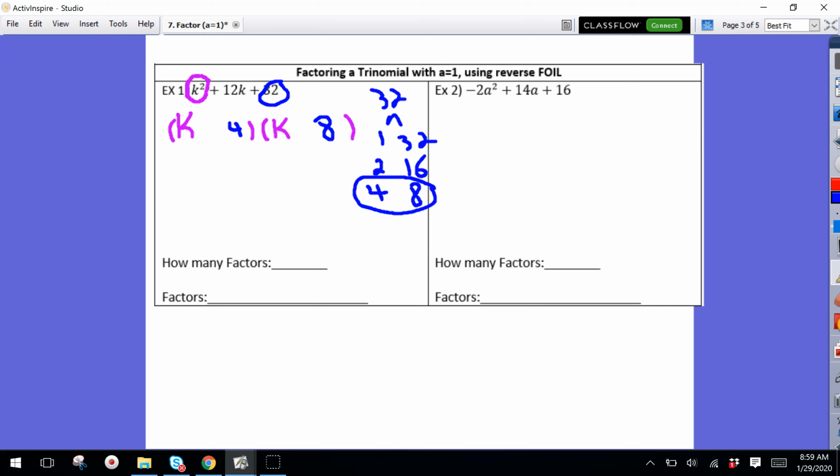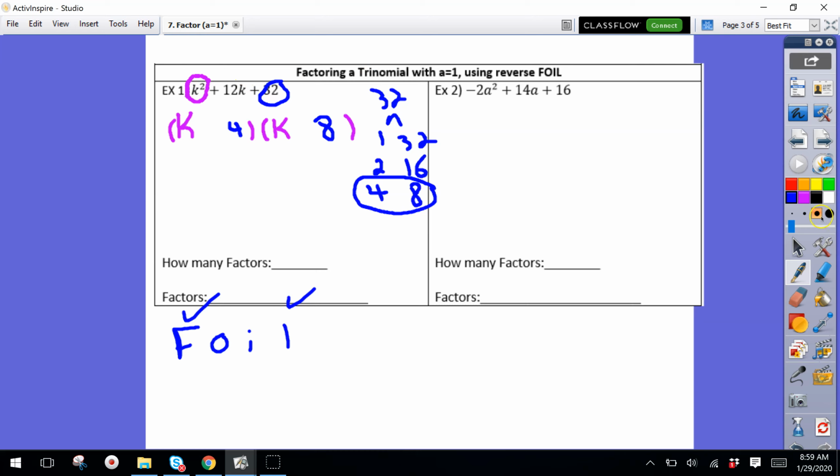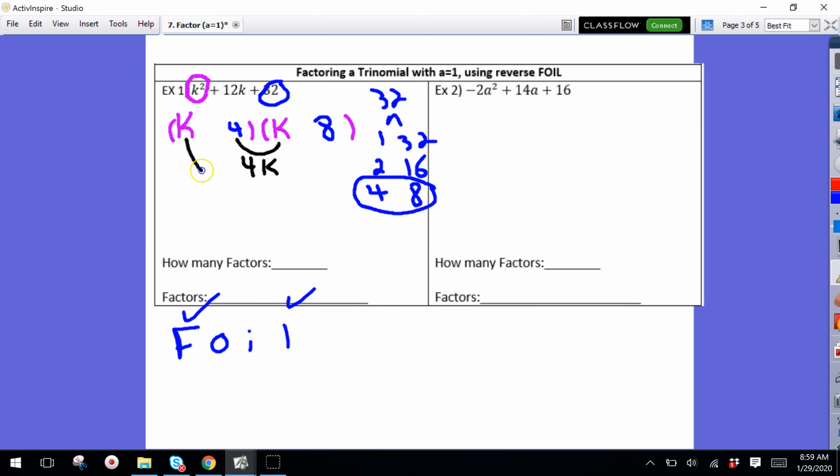Okay, so I have finished. So if I'm looking at FOIL, I have my first and I did my last. Now we have to figure out what my outer and inner would be, and is there any way that I can get a 12x with these numbers? Well, 4 times k is just 4k, and k times 8 is 8k. So that would be my inner and outer here in FOIL.